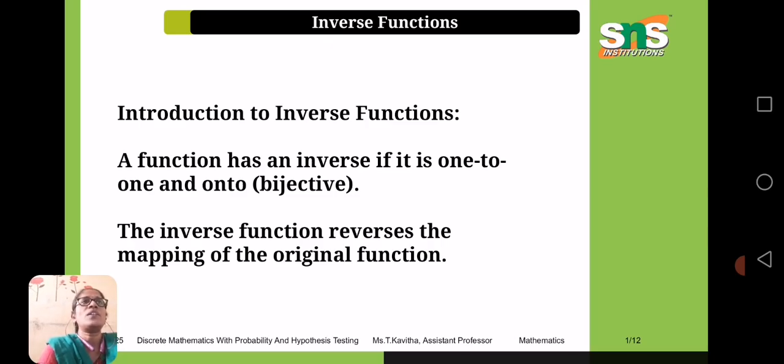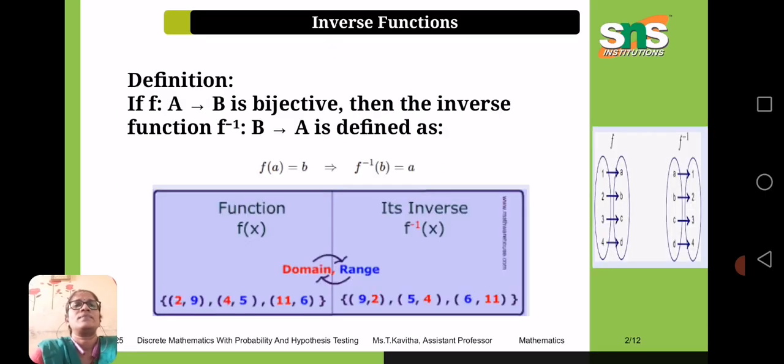If an original function f takes an input x and produces an output y, the inverse function, denoted as f inverse, takes y and returns x. Definition: if f is a mapping from A to B and is bijective, then the inverse function f inverse is a mapping from B to A, defined as f of a is equal to b. That implies f inverse of b is equal to a.